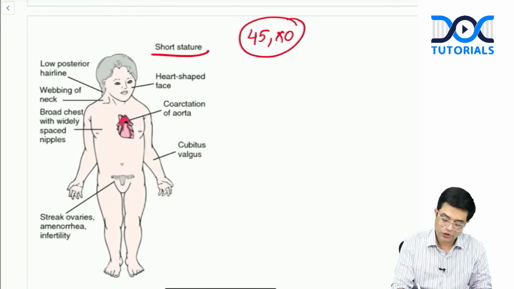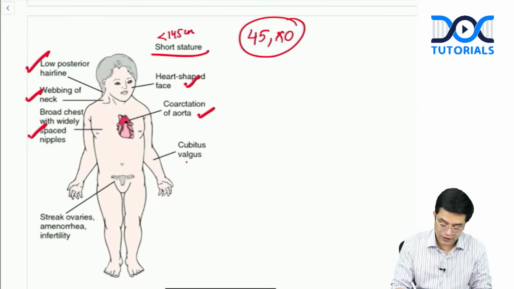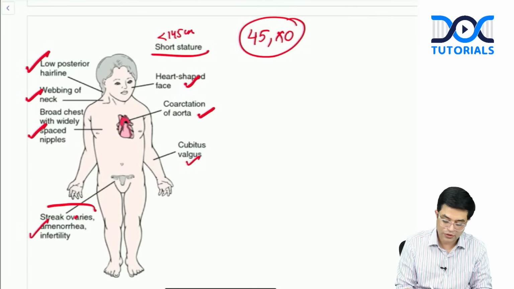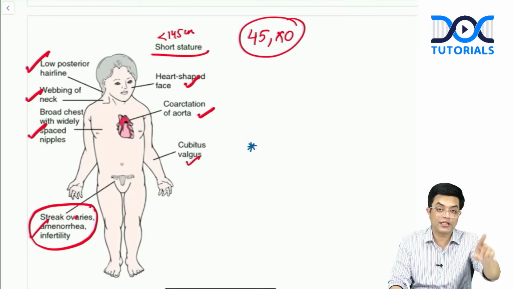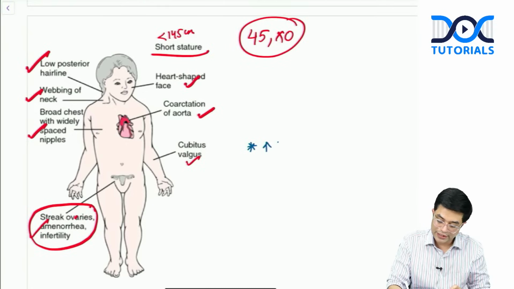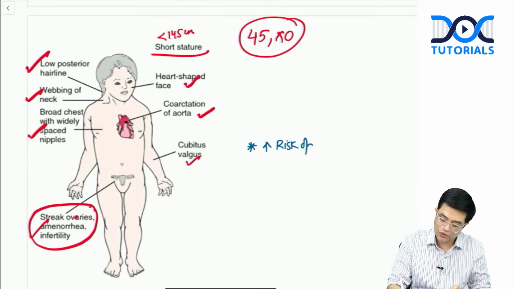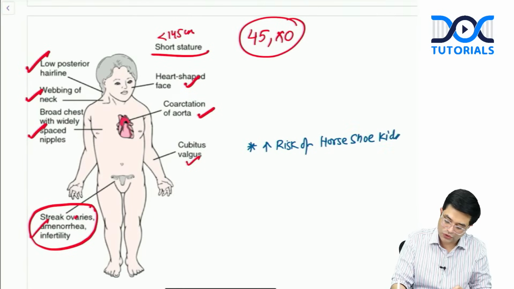These children are found to have short stature with height less than 145 centimeters. Low posterior hairline, webbed neck, heart-shaped face, coarctation, broad chest with widely spaced nipples, cubitus valgus, streak ovaries. Streak ovaries are very important. And an extra edge point, FMG exam में पूछा जा चुका है. They also have increased risk of, please add to your notes, horseshoe kidney. Horseshoe kidney is also common.